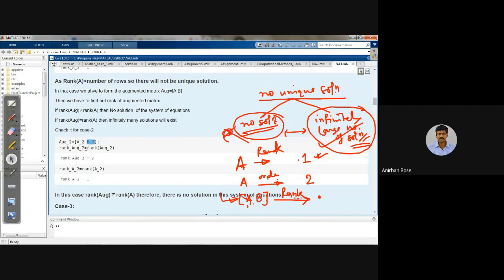And then you find the rank of the augmented matrix, and you see the rank of the augmented matrix is 2, whereas the rank of the coefficient matrix was 1. So these two are not the same. Since these two are not the same, no solution exists in this example.